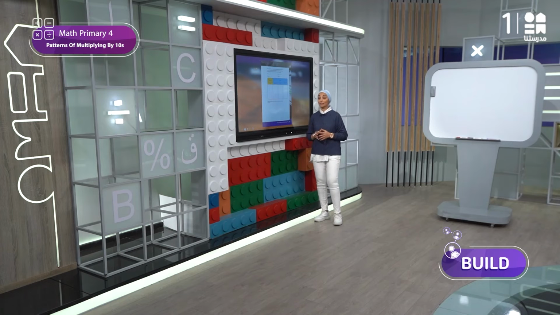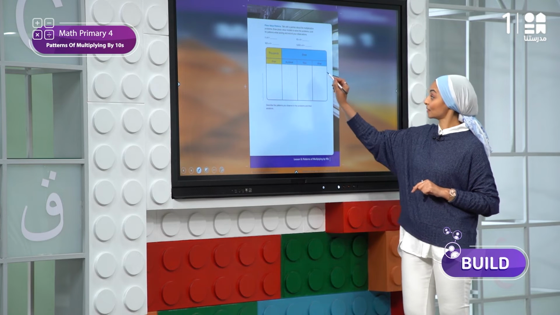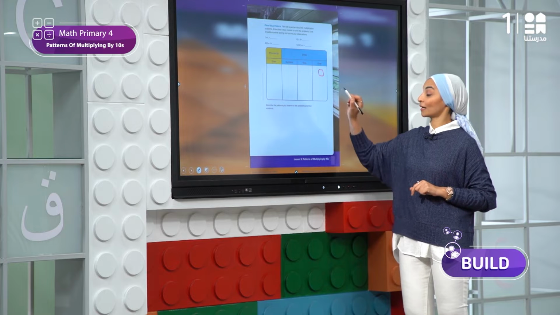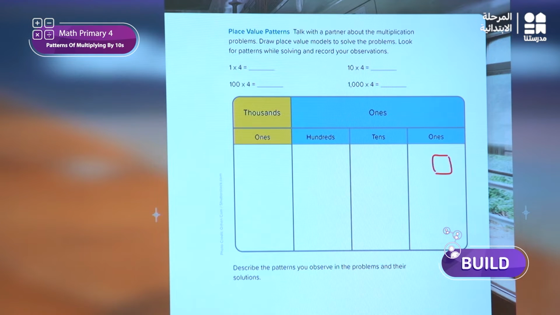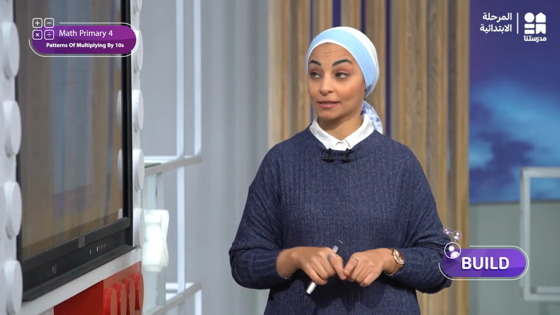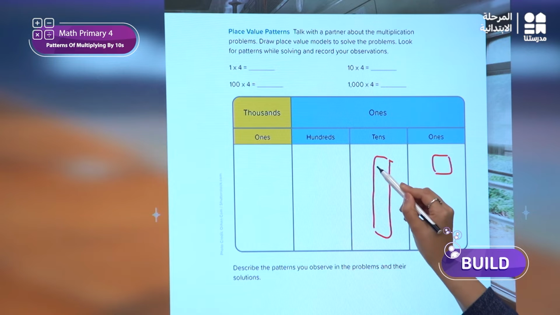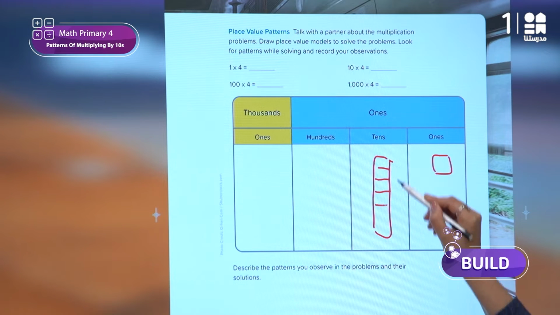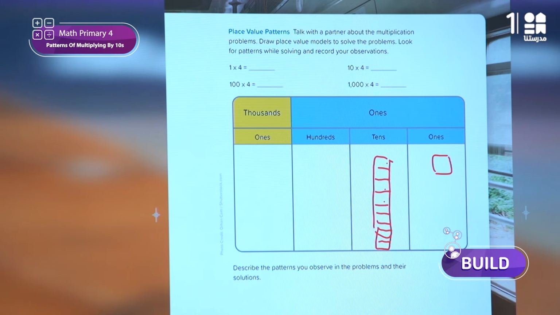Now I am sure you still remember that we use a tiny square for the ones like this. Didn't we draw the 1 like a tiny square? Okay, what about the tens? How did we draw the 10? Yes, it's like a rod of 10 units like this rod and consists of 10 units, right? 1, 2, 3, 4, 5, 6, 7, 8, 9 and 10 consists of 10 units.